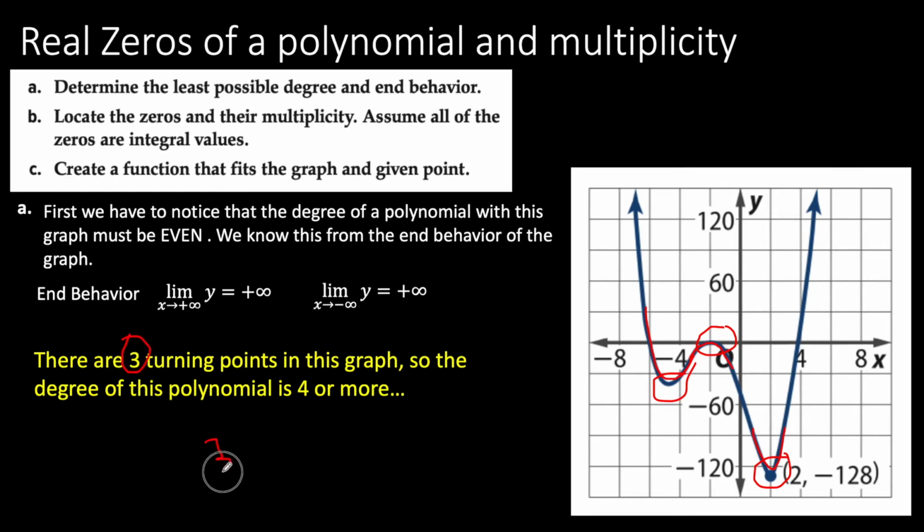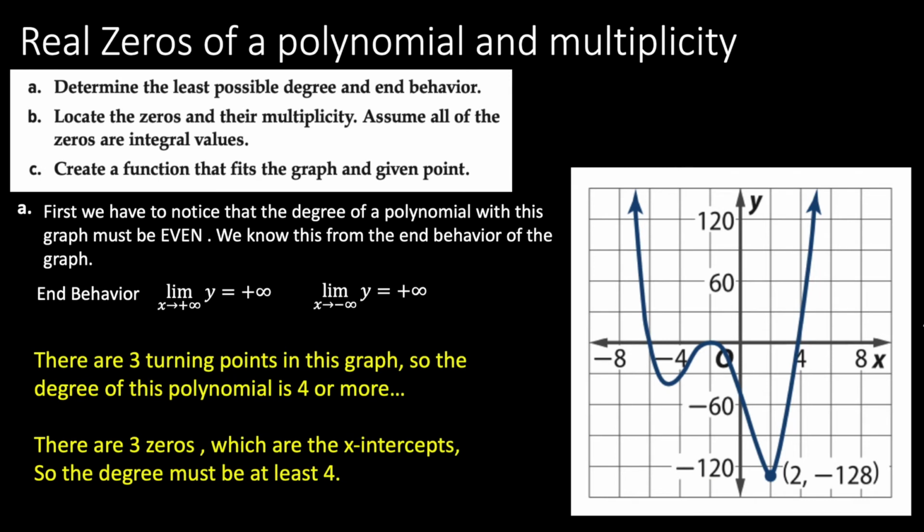which is the number of turning points plus 1, because the maximum number of turning points is 1 less than the degree. Now we have 3 zeros as well, which are the x-intercepts. So the degree must be at least 4. This is an x-intercept, which is a zero. This is another x-intercept, and the other is another. So we have 3 x-intercepts and 3 turning points. That means the degree must be at least 4.